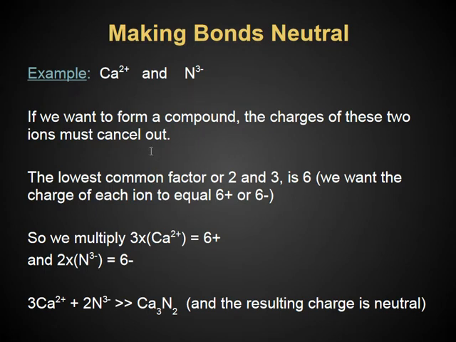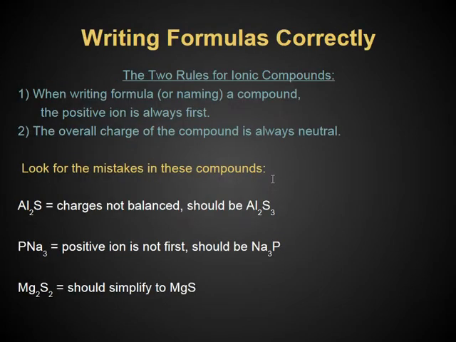If we work on making bonds neutral, we just have to cancel the charges like before. If we're given calcium and nitrogen, we just have to find the lowest common multiple of 2 and 3, which is 6. So we would multiply calcium by 3 to give us a +6 charge, and nitrogen by 2 to give us a -6 charge. Then in the problem you would add a coefficient, so 3 calcium, 2 nitrogen, and the result is calcium nitride, and then change the coefficients to subscripts. The resulting charge will be neutral because you'll have +6 and -6.